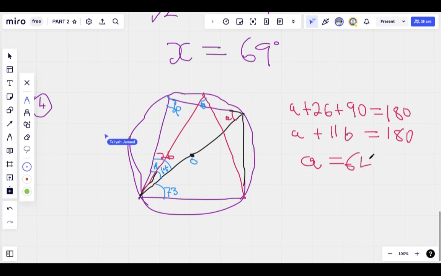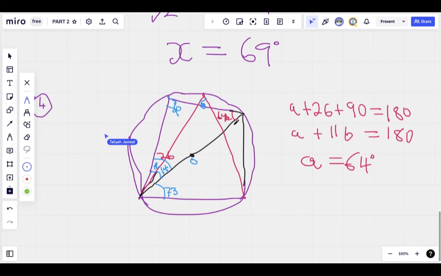If you are using a calculator, just say 180 minus 116. You get 64 degrees. So this angle here equals 64. I can write 64 here. This angle A, where we wrote A, is 64 degrees.